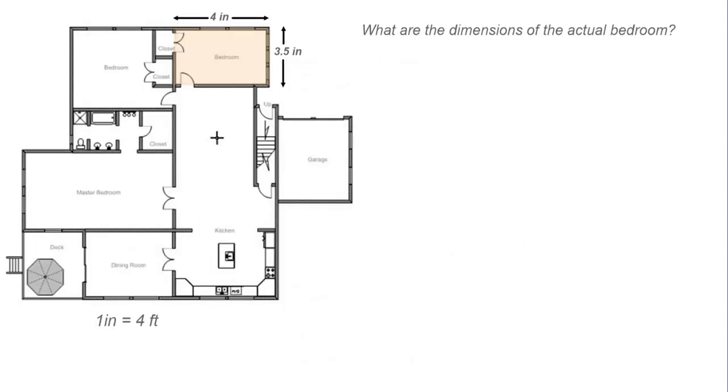So lastly, here we have a blueprint of a home, and we want to know what are the dimensions of the actual bedroom. So on the blueprint, the bedroom is 4 inches by 3.5 inches. And we want to know what the actual dimensions are. And then by dimensions, we mean the measurements. How large is this bedroom going to be in the actual house? So I'm looking here and I find my scale, 1 inch equals 4 feet.